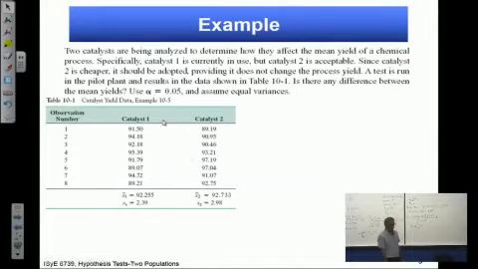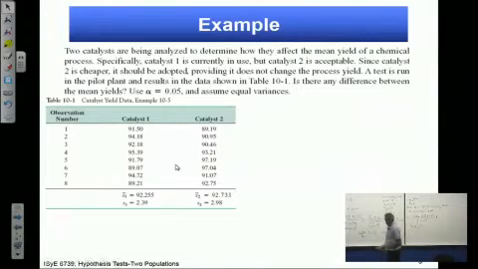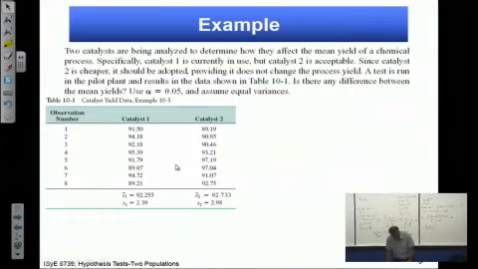So we collected 8 observations from each catalyst. We basically ran the process 8 times using catalyst 1 and 8 times using catalyst 2. We get the numbers, and the numbers, I think, are process yield. And we want to see if they are equal or not. Let me see if I have the numbers here. Yes.